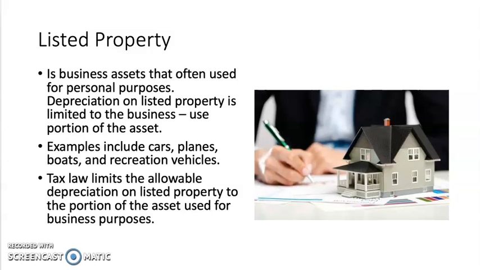Listed property is business assets that are often used for personal purposes. Depreciation on listed property is limited to the business use portion of the asset. Some examples include cars, planes, boats, recreation vehicles. Tax laws limit the allowable depreciation on listed property to the portion of the asset used for business purposes only.